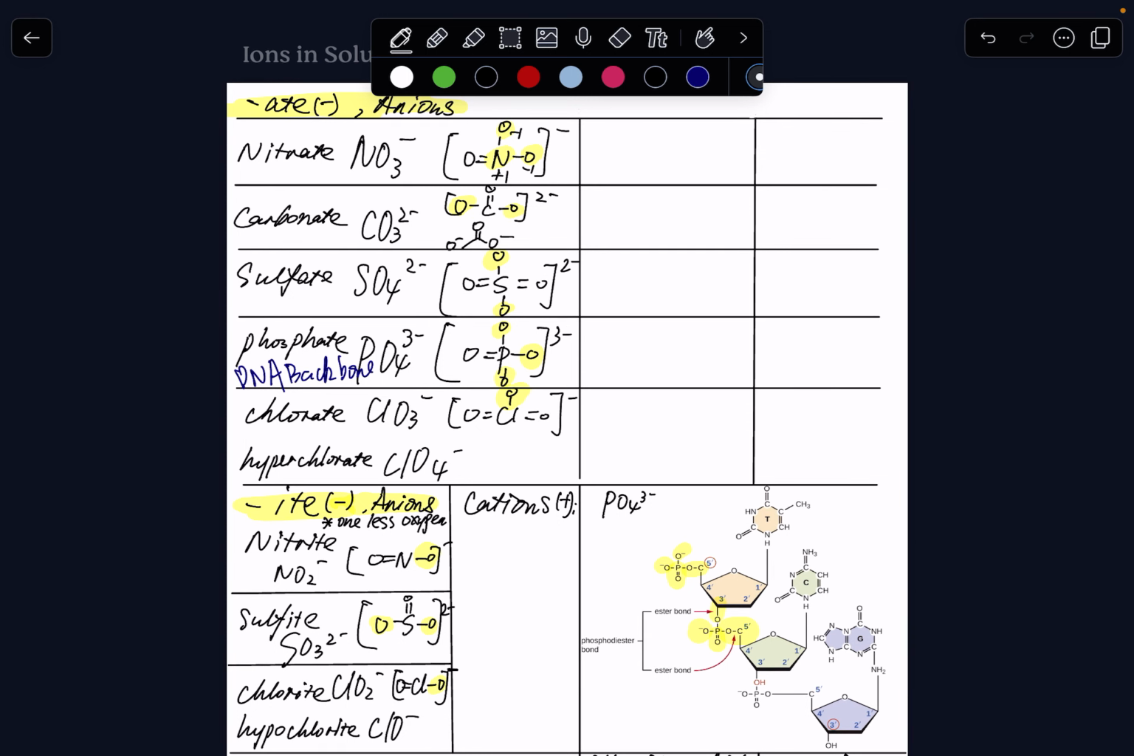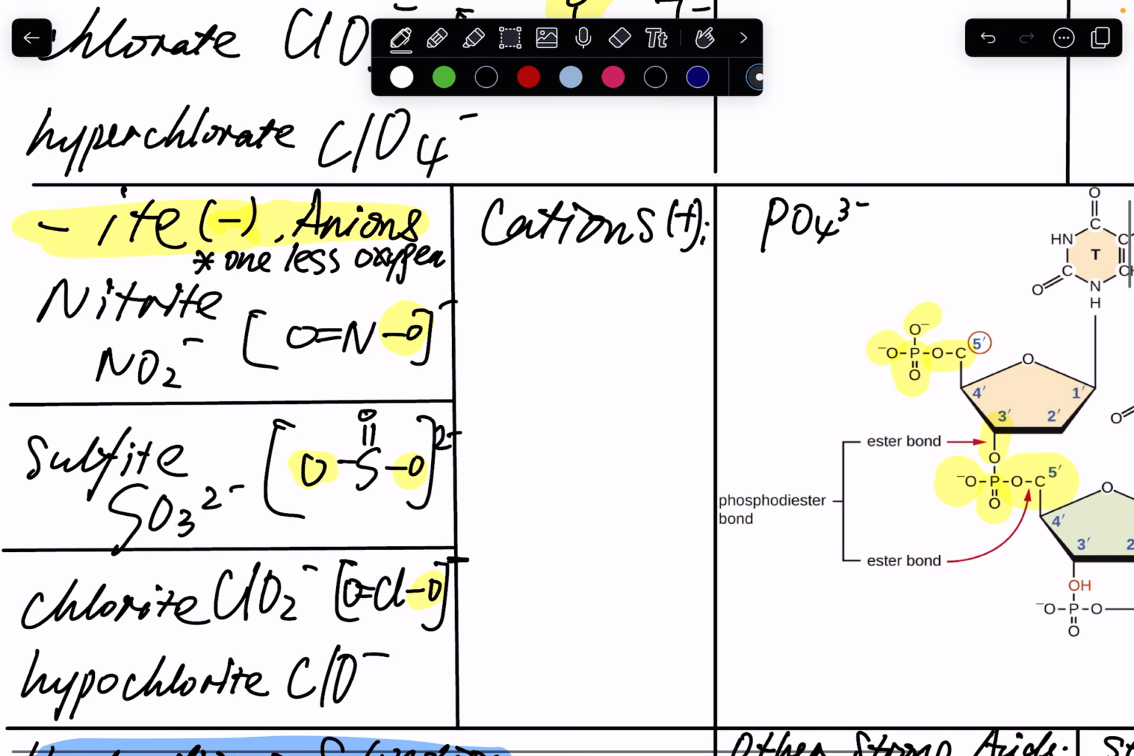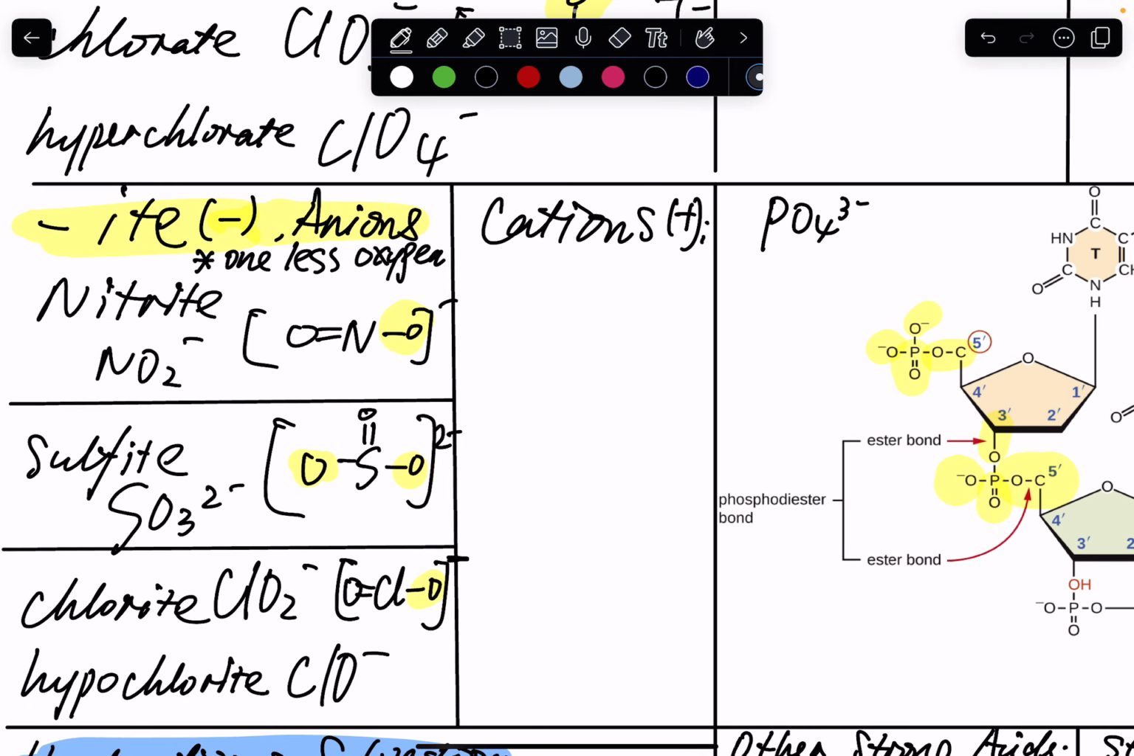I mean, the central atoms that you need to mention, nitrogen, carbon, sulfur, phosphorus, chlorine, that's it, okay? And then 8 has more oxygens, 9 has 1 less oxygen, okay? And then now let's move on to the 2 cations you need to know. Cations are the ones with positive charge, right? So the most important one is hydronium, okay?